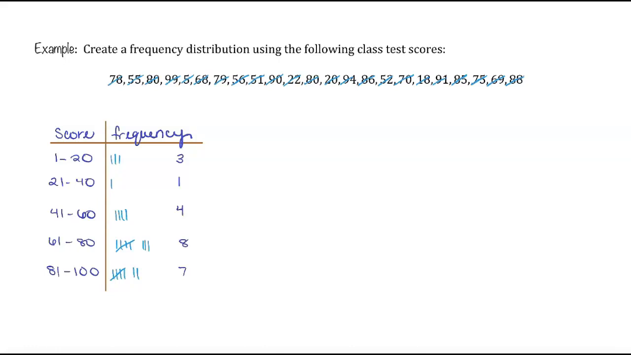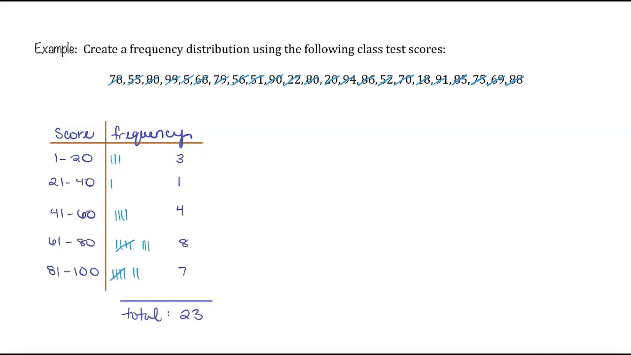For a quick double check, let's add up our frequency column. We have a total of 23. The sum total of the frequencies should be the number of test scores that we have in our data set. And we do. There are 23 test scores total.